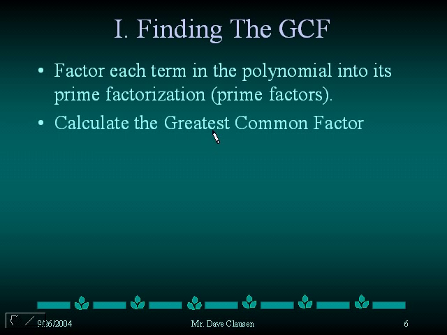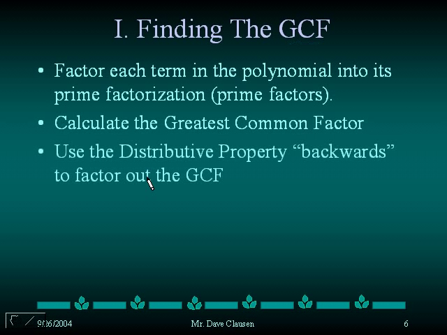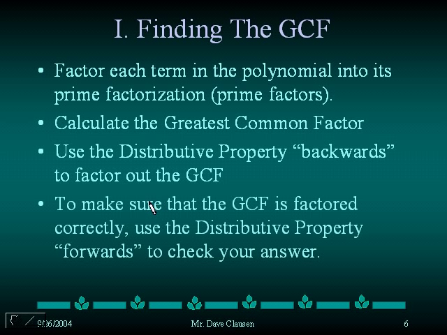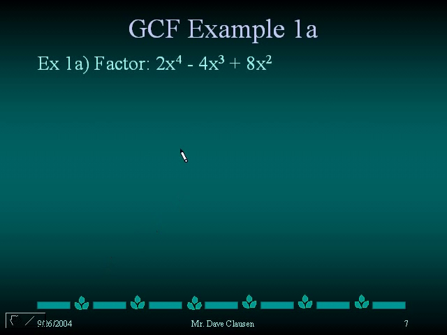So the first step here, in Roman numeral 1, is to find the GCF, or the greatest common factor. Once we've found the greatest common factor, we're going to use the distributive property backwards, so to speak, to help us factor out that greatest common factor. And if you want to check to make sure your greatest common factor is factored out correctly, you can always use the distributive property forwards to check your answer.